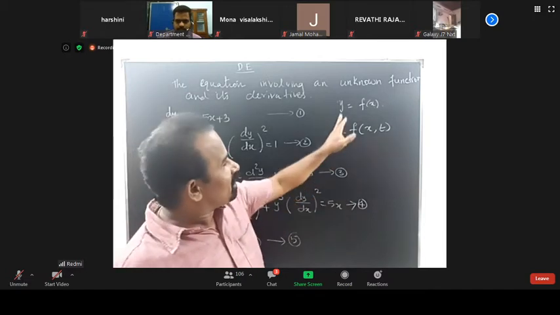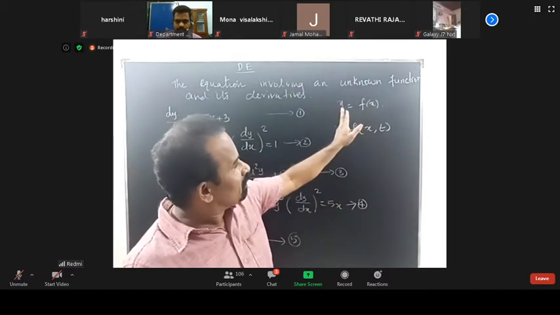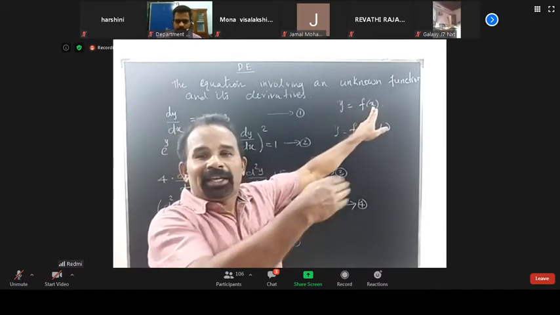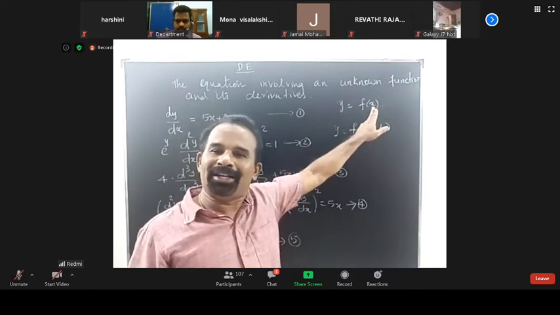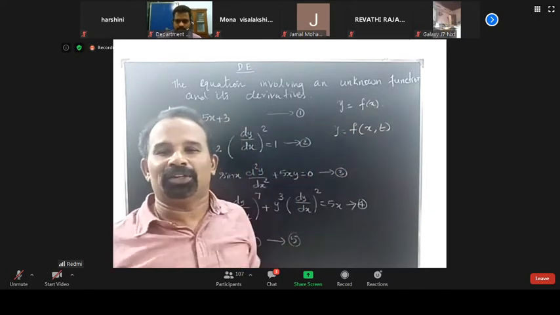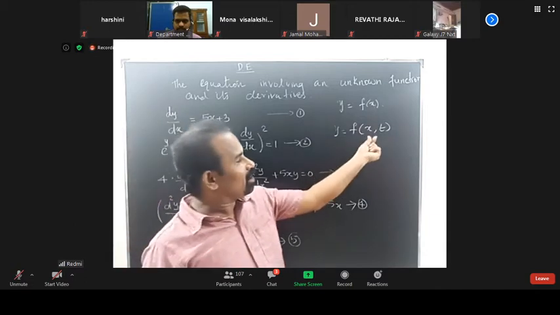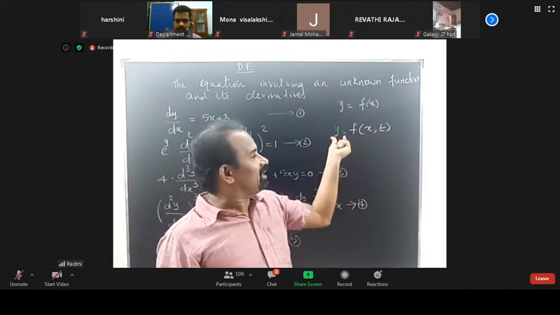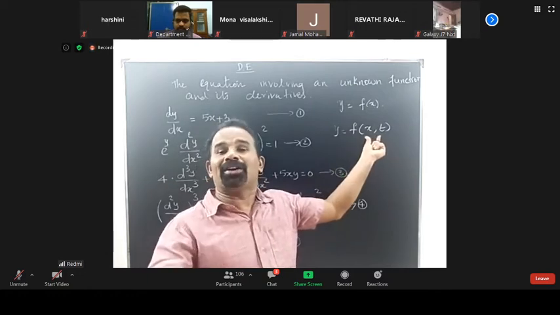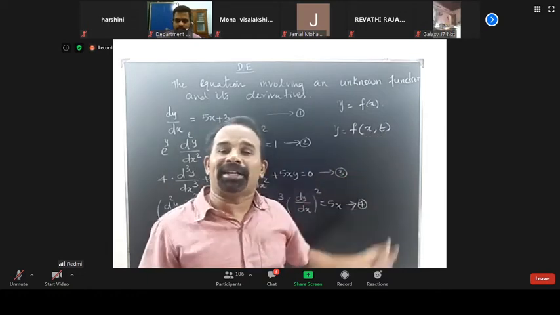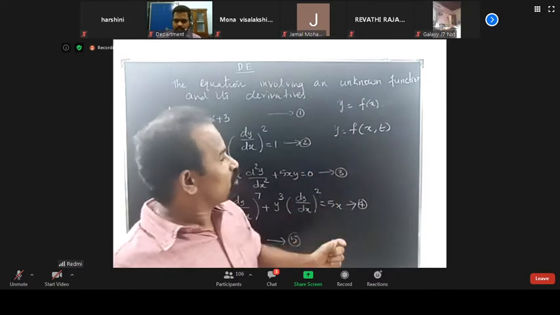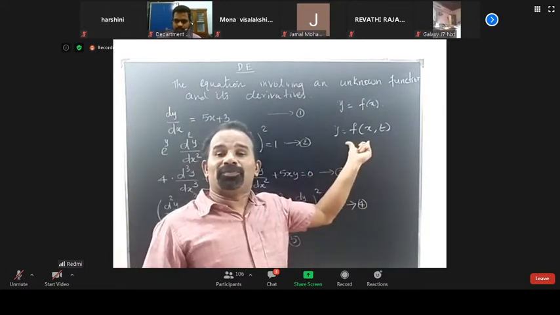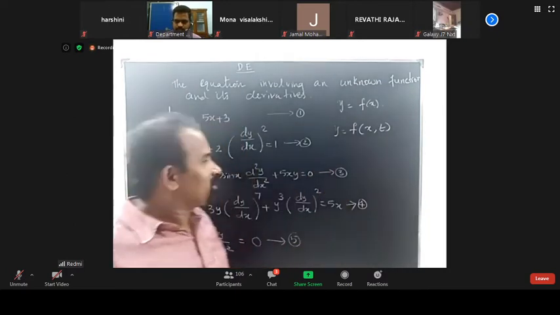When we differentiate this y with respect to x, here there is no partiality, only one independent variable. Here there are two independent variables. So when we differentiate this with respect to either x or t, the partiality arises. So that differentiation is called partial differentiation.